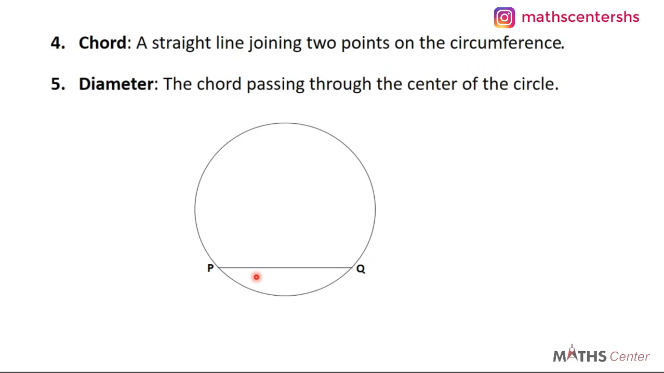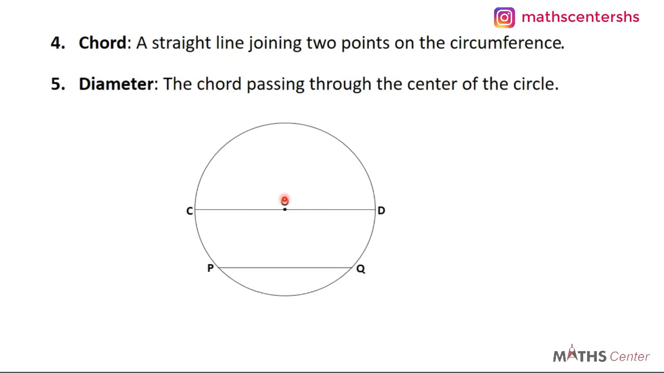The next part of the circle we want to consider is the diameter. The diameter is the chord passing through the center of the circle. We know that a chord joins 2 points on the circumference. So if you draw a chord through the center of the circle, that chord is referred to as the diameter. So in effect, the diameter is a line passing through the center of the circle that touches both ends of the circumference. You can see that this line here, line CD, passes through the center of the circle.